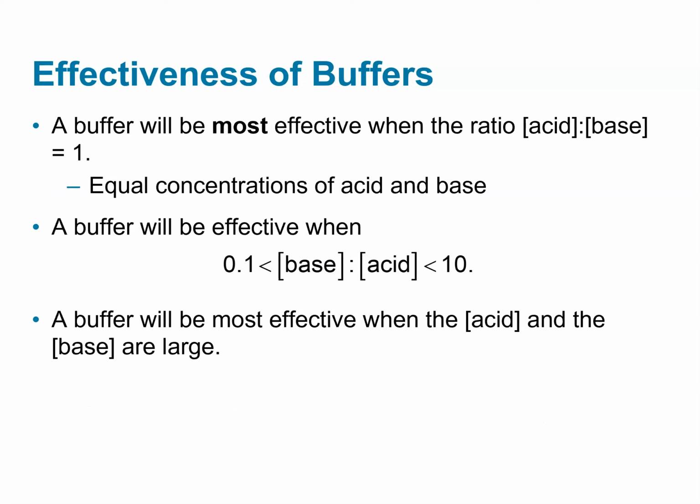So, a couple quick and easy rules to go by. A buffer is going to be most effective when the ratio of acid, weak acid, to conjugate base is 1. When you have equal molar concentrations to start with, you have the greatest ability to buffer against both acid and base. So equal concentrations is ideal. You don't always get that, but for generalizable applications of buffers, it's best to start with equal molar concentrations.